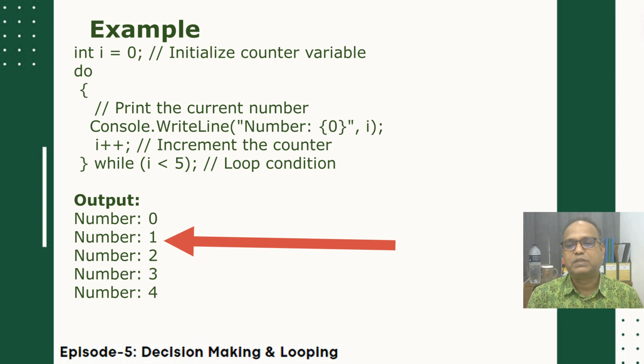Use it when you need to ensure that the code block executes at least once, even if the condition might be false initially, while you are dealing with user input or other external factors that might initially fail to meet the condition, or when the loop's logic requires at least one iteration to establish a valid condition check.